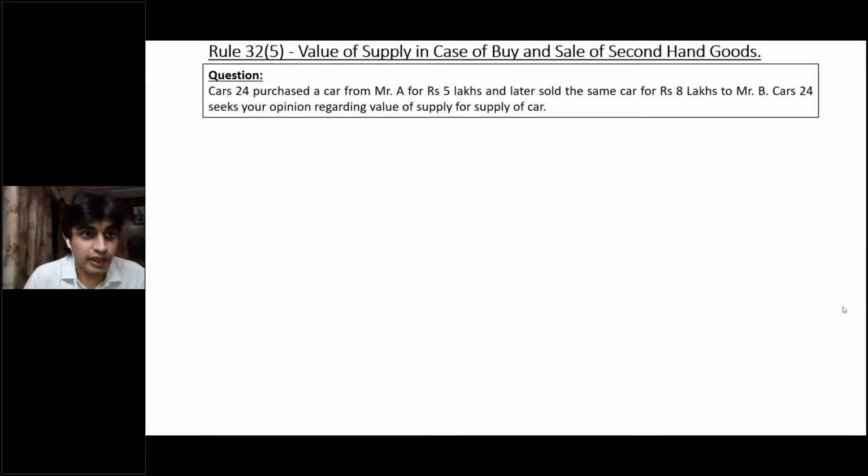Okay, let's see. Cars 24. Everyone must have heard the name of Cars 24. What does it do? It purchases a car and it sells the car. See this. It purchased a car from Mr. A for how much? 5 lakh rupees. And it sold the same car for 8 lakh. At how much did it buy from Mr. A? 5 lakh. And later sold the same car for 8 lakh. It is seeking opinion from you. What will be the value of supply?